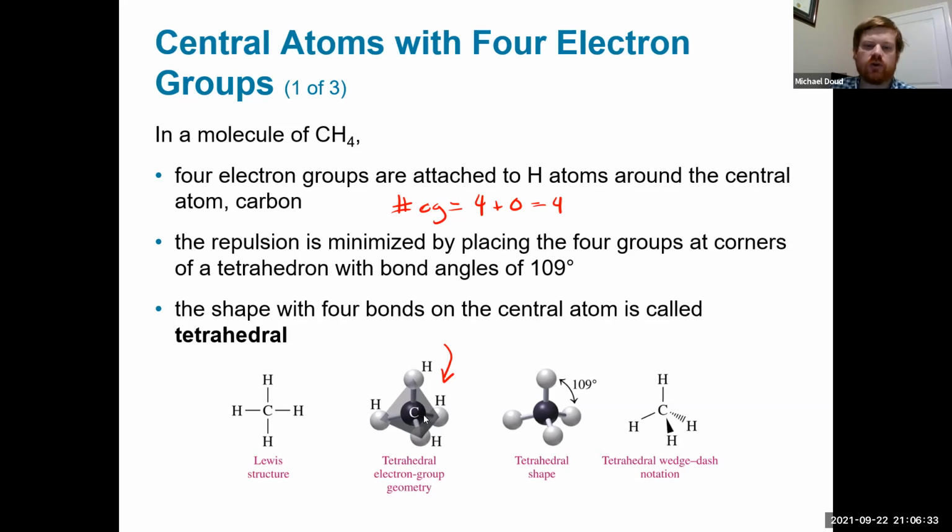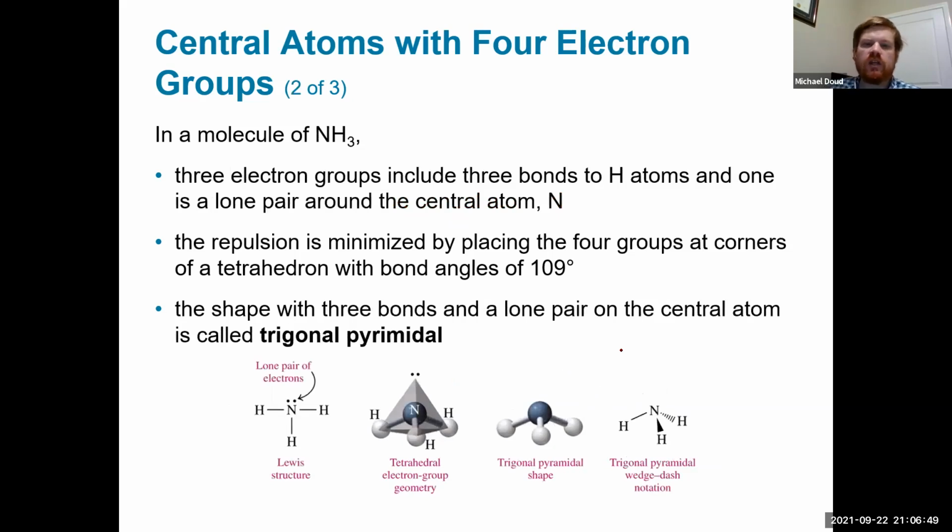Basically, those get to the corners of the tetrahedron, and so we call this shape tetrahedral. The bond angle for a tetrahedral shape like this is 109 degrees, or approximately 109 degrees. So that's how you can notice that.